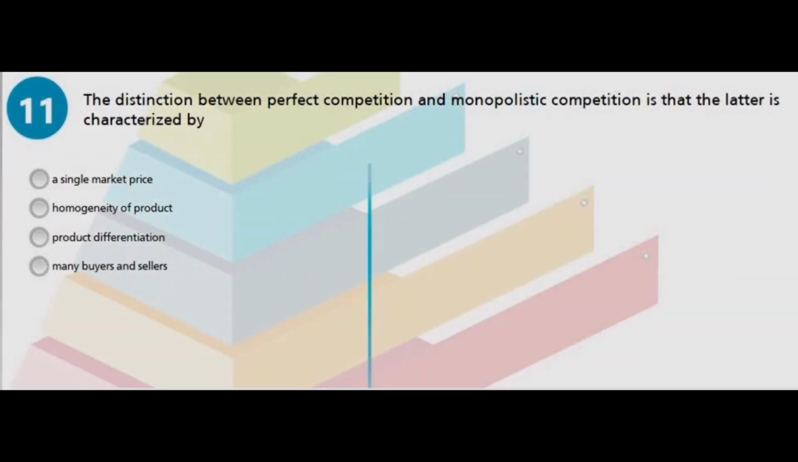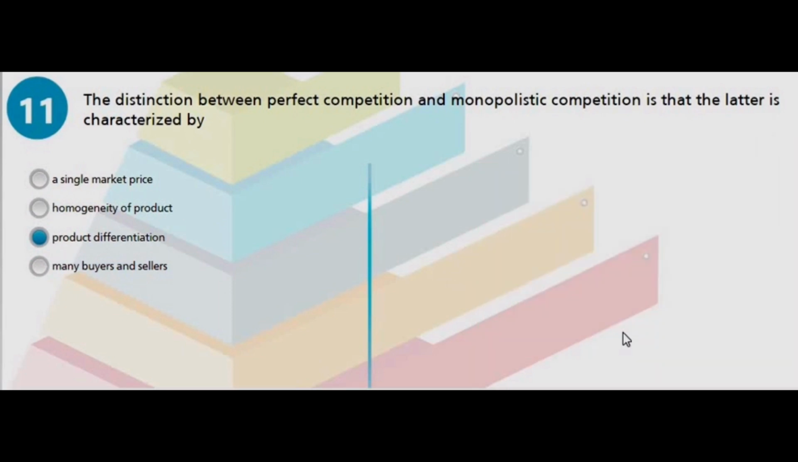Question 11. The distinction between perfect competition and monopolistic competition is that the latter is characterized by what? The product differentiation makes monopolistic competition different from perfect competition. So which among these options do you think is the right option? The right option is C, product differentiation.